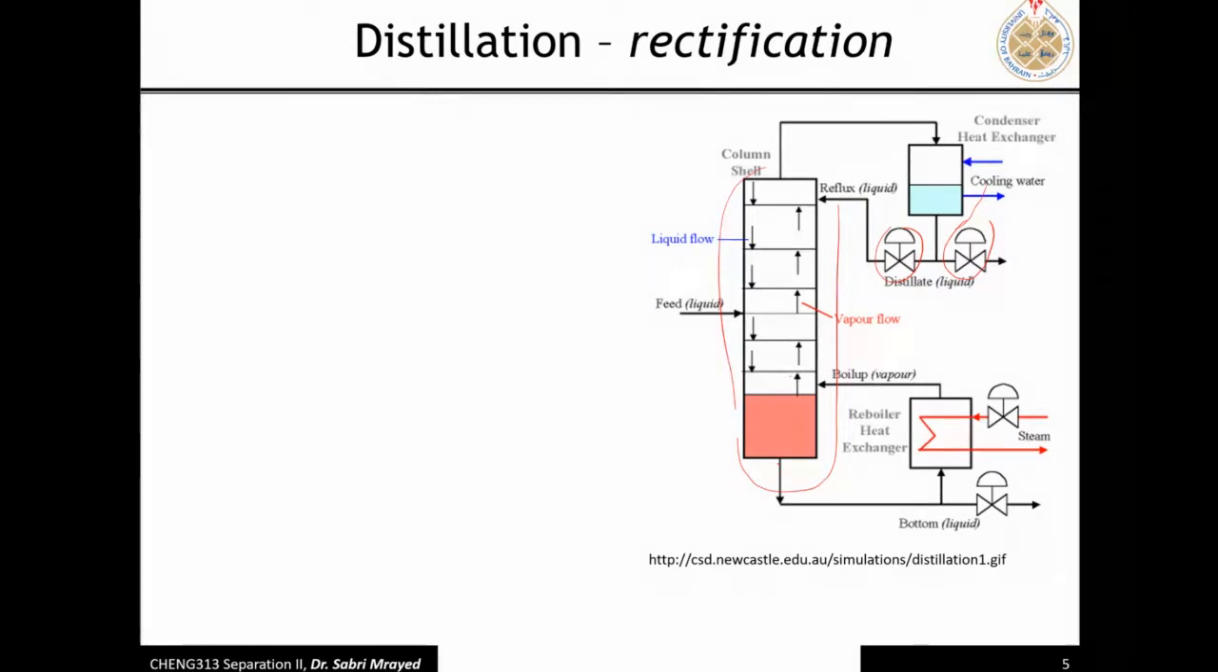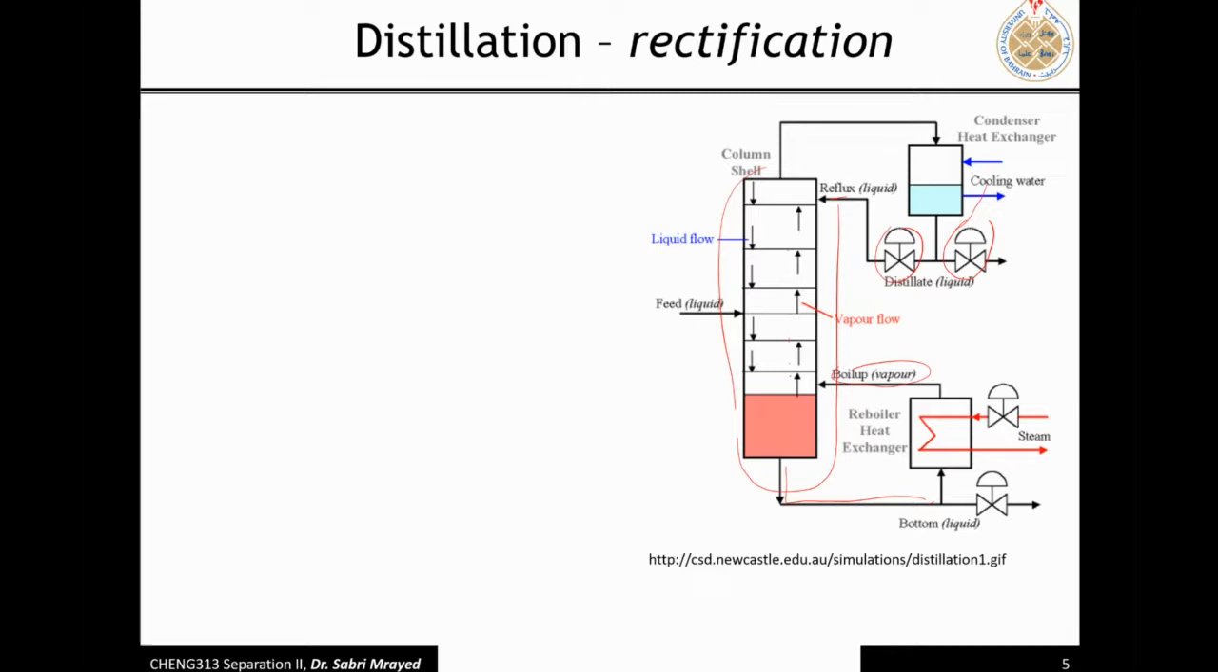And the bottom section, as you can see, there's a liquid going out, and we're going to use part of this liquid to generate the vapor that we need. Now the vapor produced here is called boil up, and this one is called reflux.